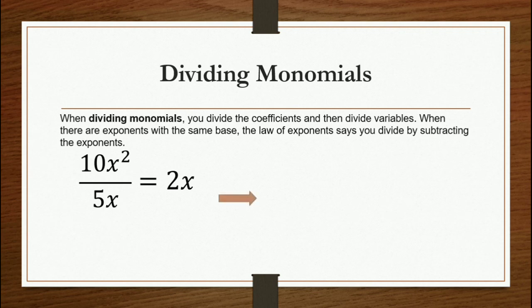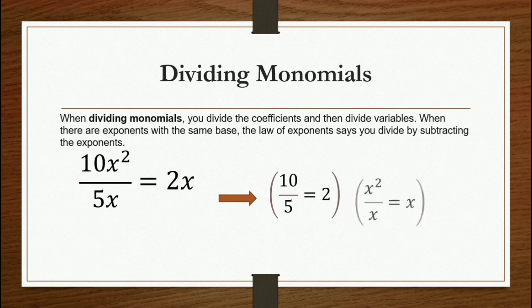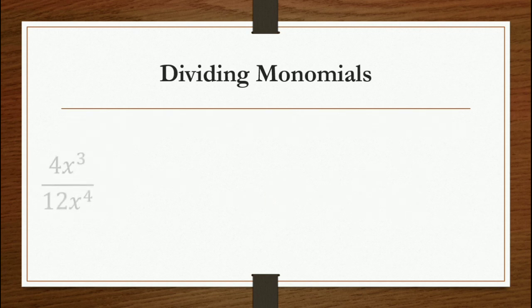In this example, we get 2x as the quotient. This is why we divide first 10 by 5 and we get 2. X squared divided by x is just basically x. We subtract the exponent 2 and 1. Another, 4x cubed over 12x to the 4th power.